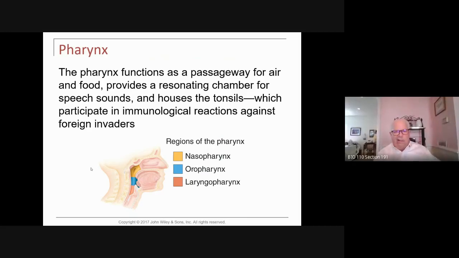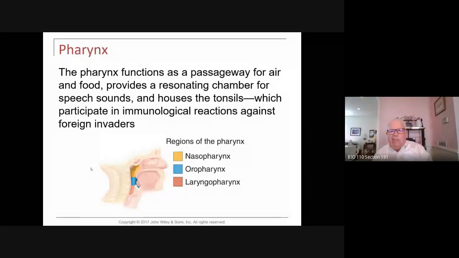The pharynx functions as a passageway for air and also food. It provides a resonating chamber for speech, and it houses the tonsils.